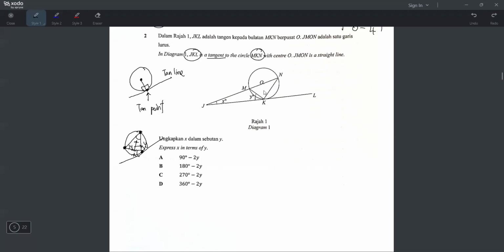Okay. But I will not do that, because they never draw the line, right? So I will not do that. Okay, let's keep reading. JMON is a straight line. Okay, so this is a straight line. No problem.